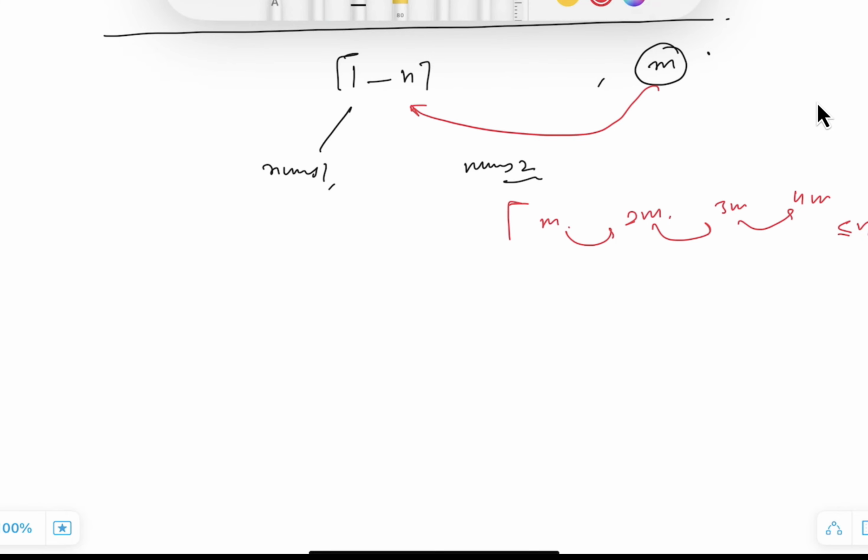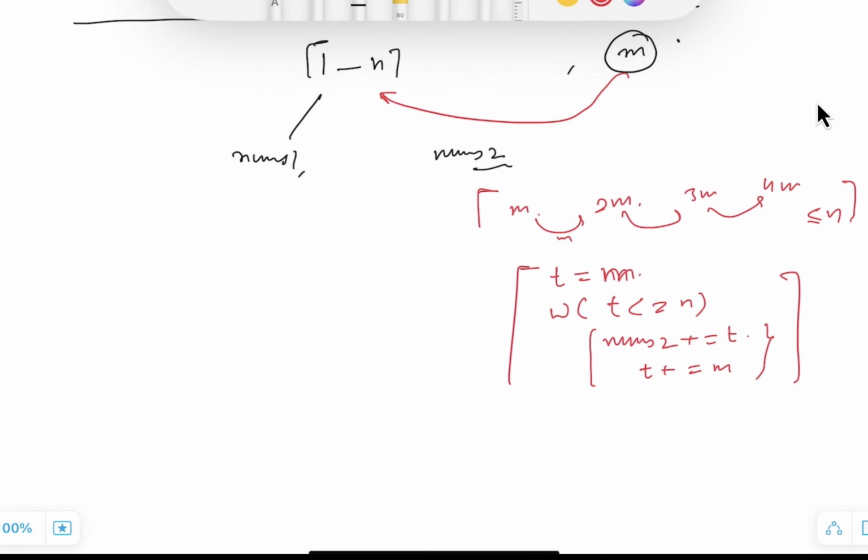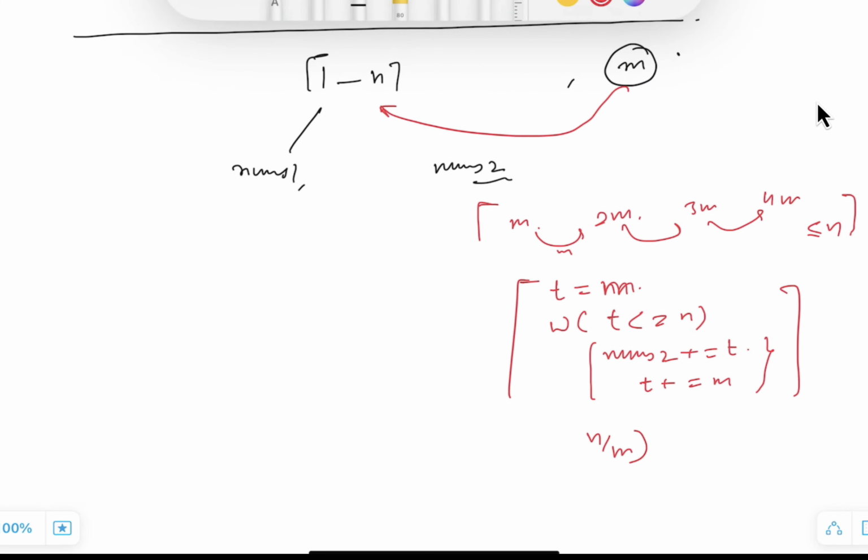So I will run a loop. Let me take a temporary variable, starting with m, and while this temporary variable is less than or equal to n, what I will do is nums2 plus equal to this temporary variable, and this temporary variable plus equal to m. The delta is m here in this case, and this loop will take n divided by m time. So this was the approach that I used in that video.